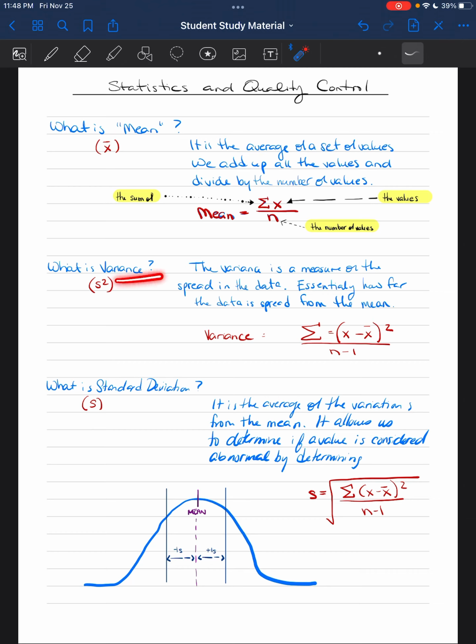Now, what is the variance? The variance is the measure of the spread of the data. Essentially, how far the data is spread from the mean. And you can see that in this calculation here.